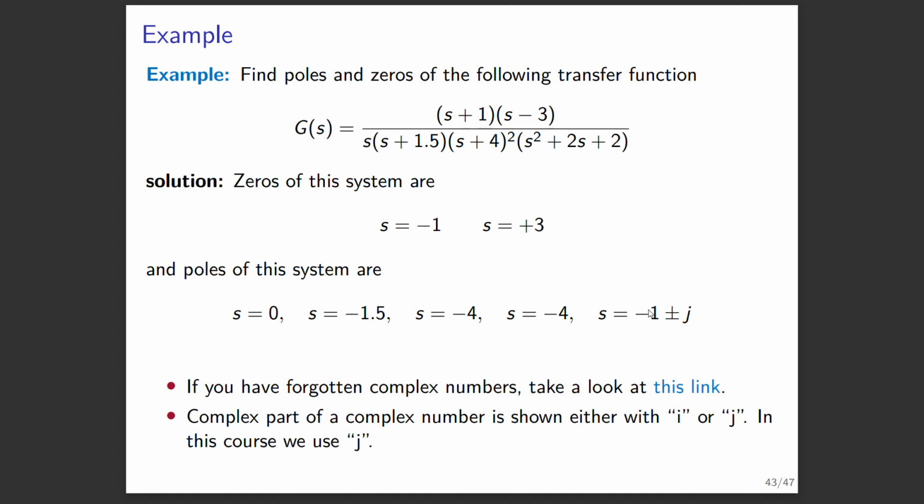If you freaked out when you saw this and you don't know how to solve it and get negative 1 plus minus j, click on this link and refresh your knowledge of complex numbers. We are going to heavily use complex numbers in this course. And by the way, for complex numbers, some people use i and some people use j. That doesn't really matter. In this course, we are going to use j.